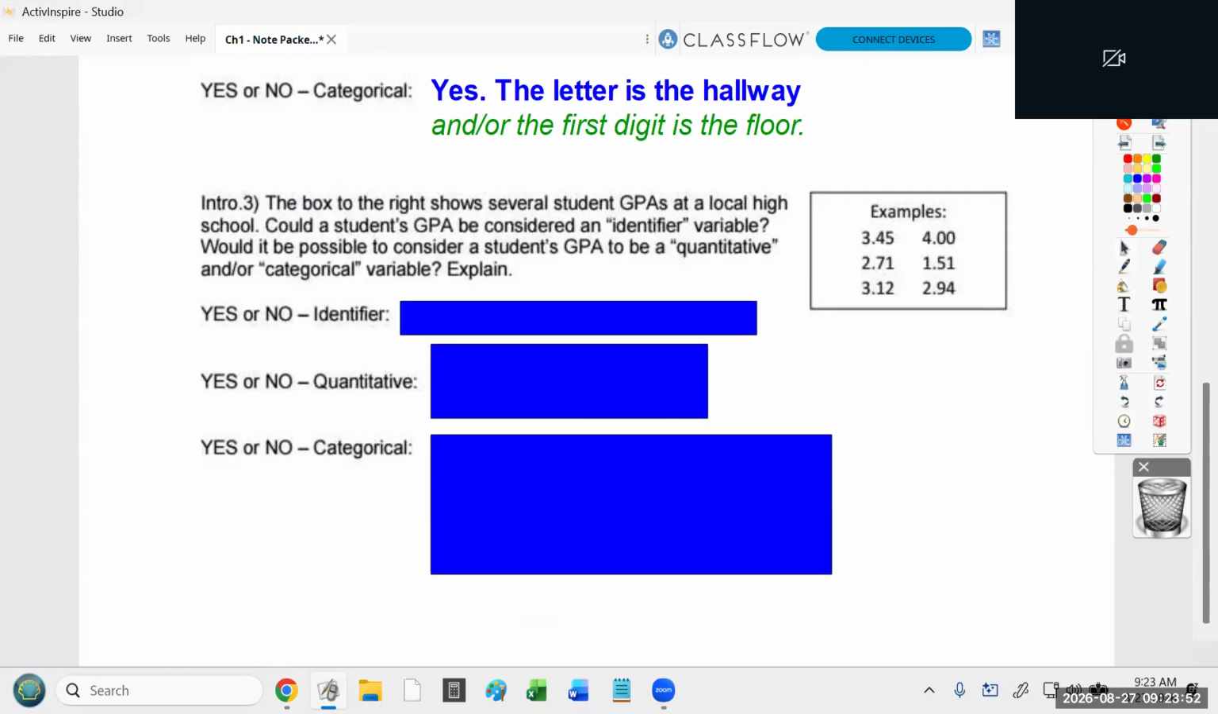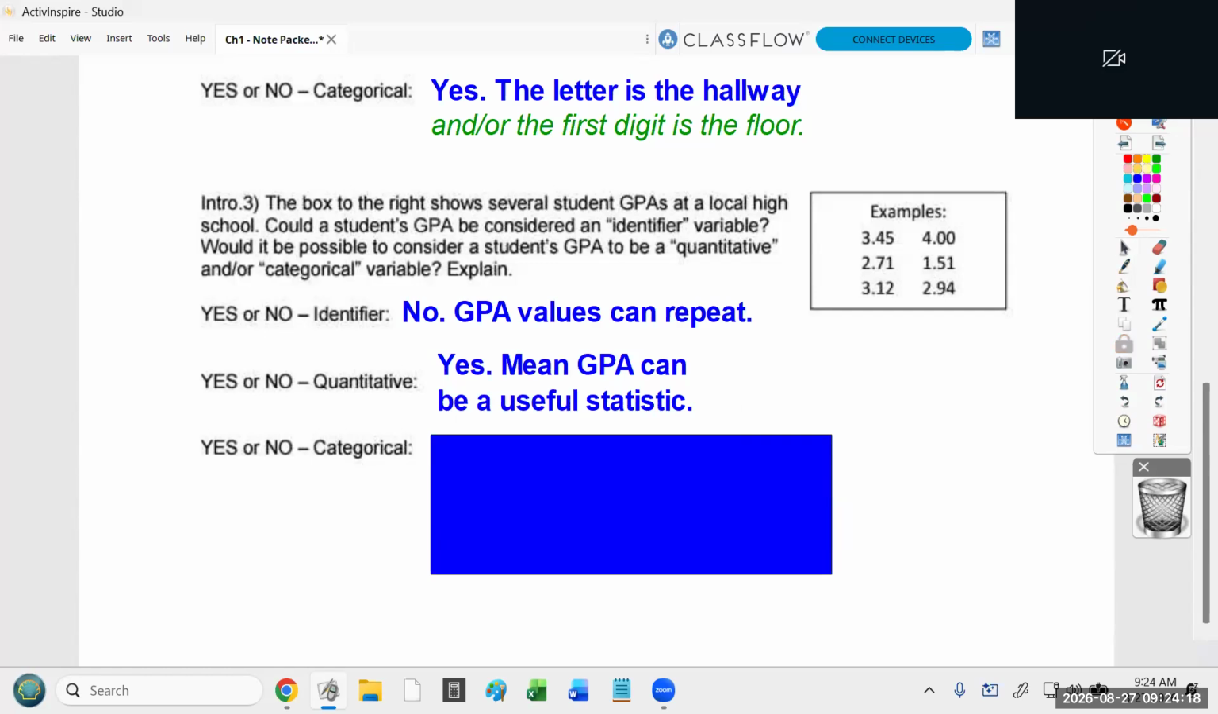Okay, so let's be clear, definitely not an identifier. Okay, with a locker number, if you give me a locker number, I could go to the main office and find the person that connects to, because each person has their own locker number. But if you give me a GPA like, hey, this student has a 3.1, that doesn't tell me who they are because there's a bunch of people that fit that description. Okay, so that value can repeat. It's not an identifier.